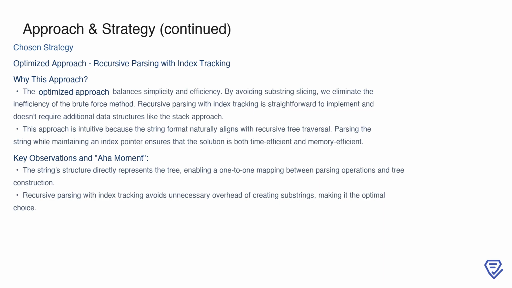One of the key insights here is the one-to-one mapping between the string's format and the tree's structure, which makes recursive parsing with index tracking both intuitive and efficient. By maintaining an index pointer throughout the parsing process, we reduce overhead and ensure that the solution is optimal in terms of time and memory usage. This approach effectively leverages the problem's constraints to deliver a clean and efficient solution.